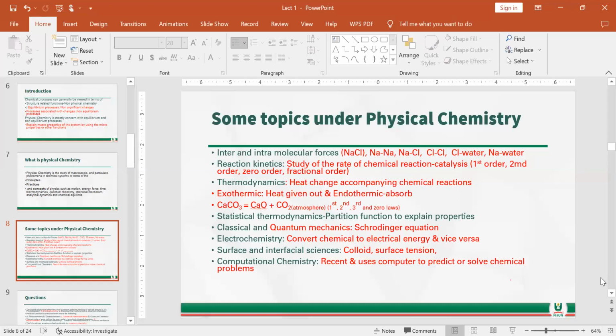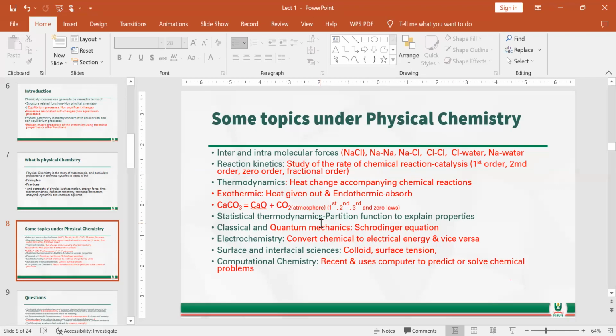Then reaction kinetics, the study of the rate of chemical reactions. During chemical reactions, some reactions that are not feasible can be made feasible, and such we say catalysis. If you add a catalyst, we now talk about catalysis. When we study the rate of chemical reaction, we shall see later that a reaction can be first order, second order, third order, fractional order, or even zero order. Then we have thermodynamics, the study of heat change accompanying chemical reactions.